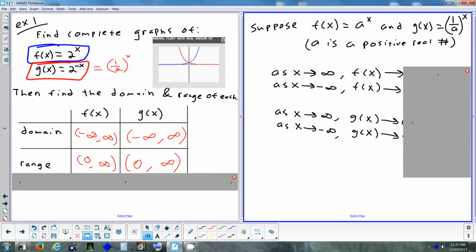Okay, let's start with f of x. That's the case where you have a base bigger than 1. As an example, the graph in blue is what I just did. Okay, but now pretend a could be anything. 3 to the x, 6 to the x, 12 to the x. Some number bigger than 1 to the x. Okay, in that kind of graph, if you have a base bigger than 1, it's going to look like the graph in blue. What happens as you head to the right for the graph in blue? What happens to the y value?